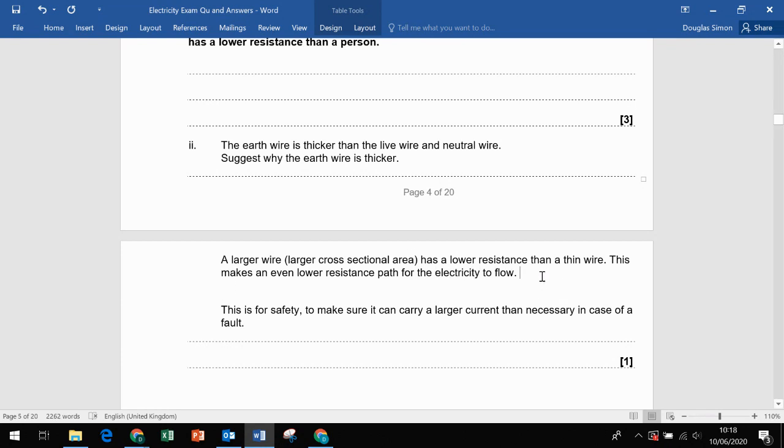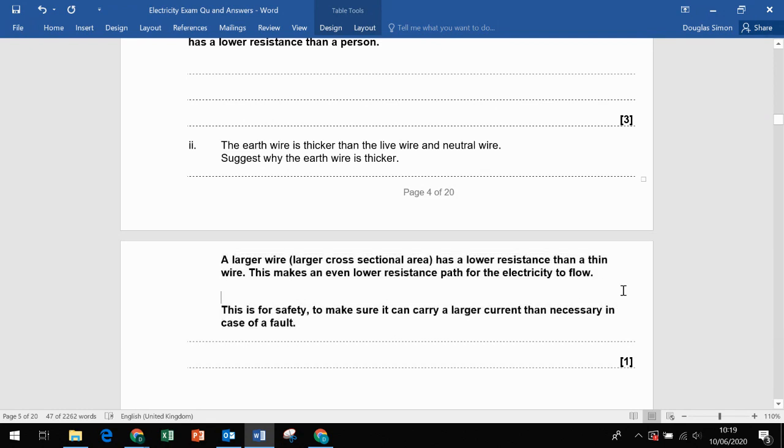It's kind of two reasons. One is that an earth wire has a lower resistance than a normal wire, so it's going to make it even more likely that the electricity goes through that than you. But also, to some extent, because it's thicker, it can carry more current. So if there was a fault and loads of current came through it, it's going to stop it getting hot, its resistance increasing and melting. But this is the one that I would write for 1 mark.